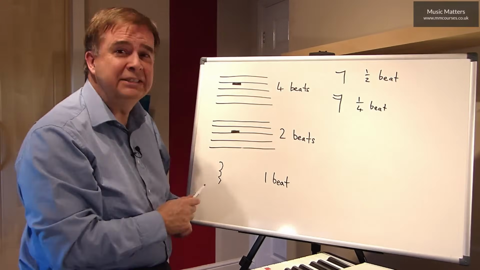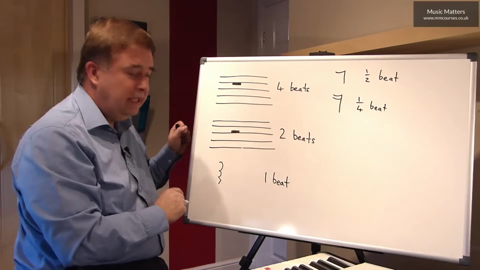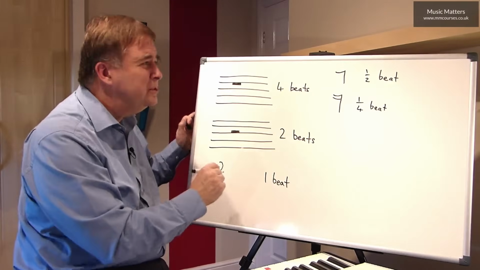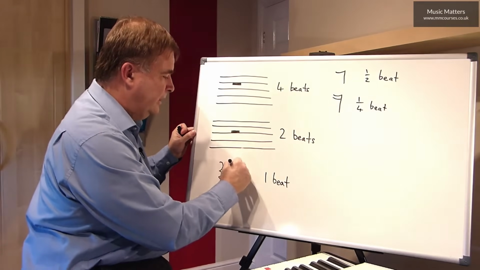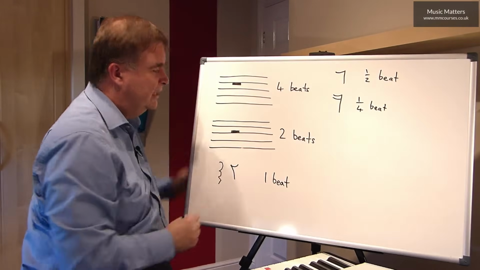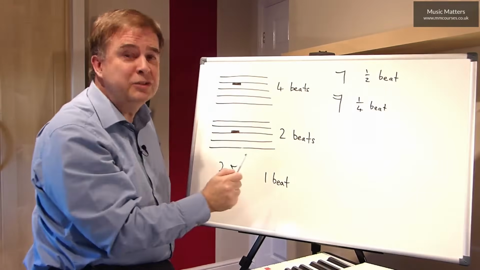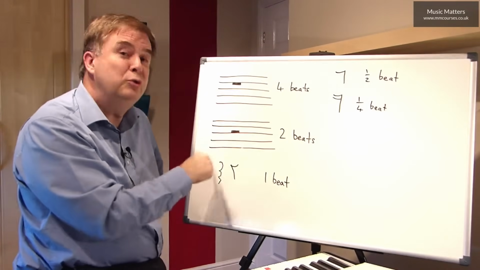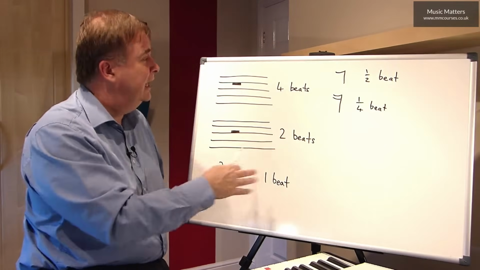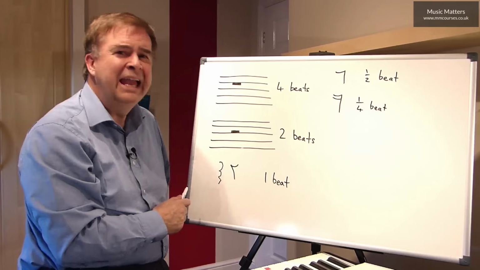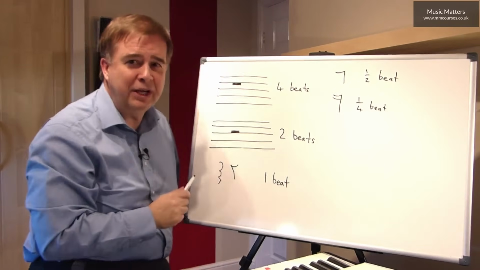Two little things I need to say before we move on from here. This is how a crotchet rest is usually written. Just sometimes in older music, you'll see it written as a backward seven. So if the seven is the right way round, it's always a quaver rest worth half a beat. If the seven is the wrong way round, then it's another way of doing a crotchet rest, and it's worth one beat.